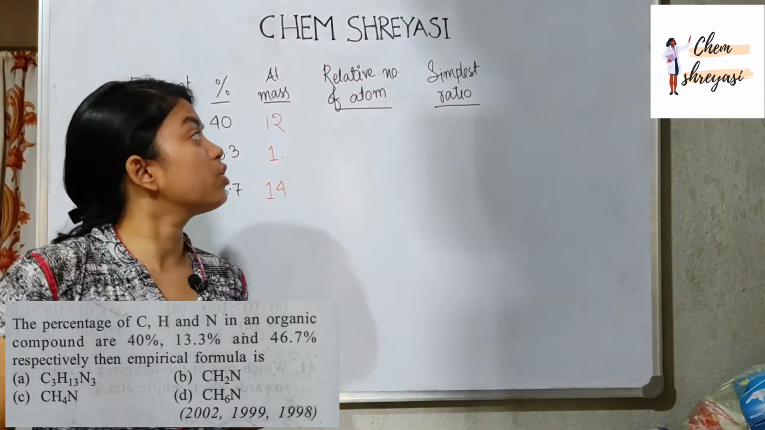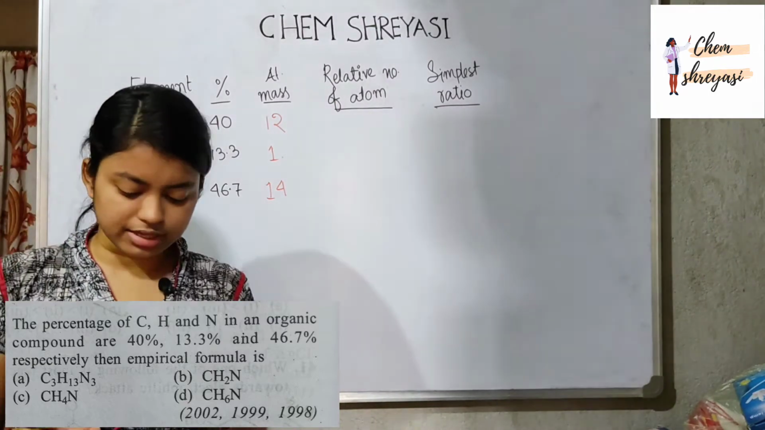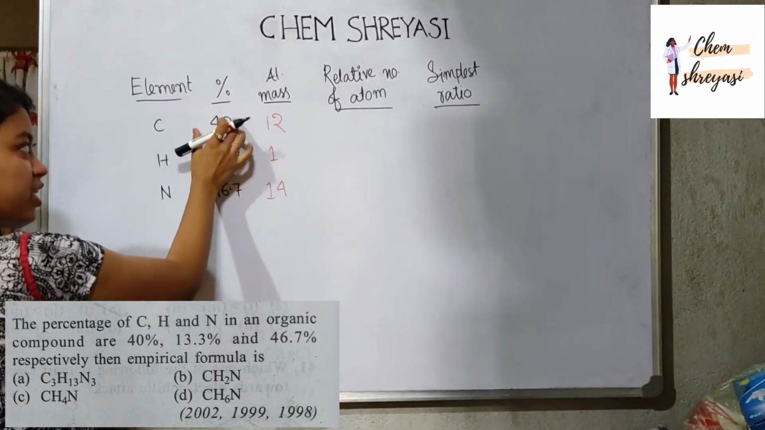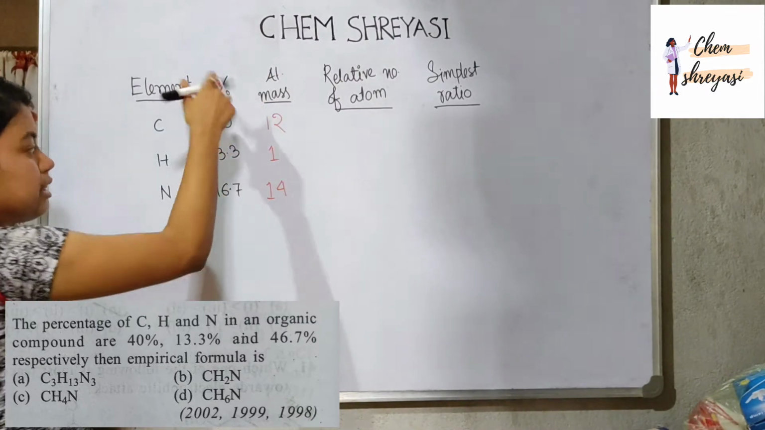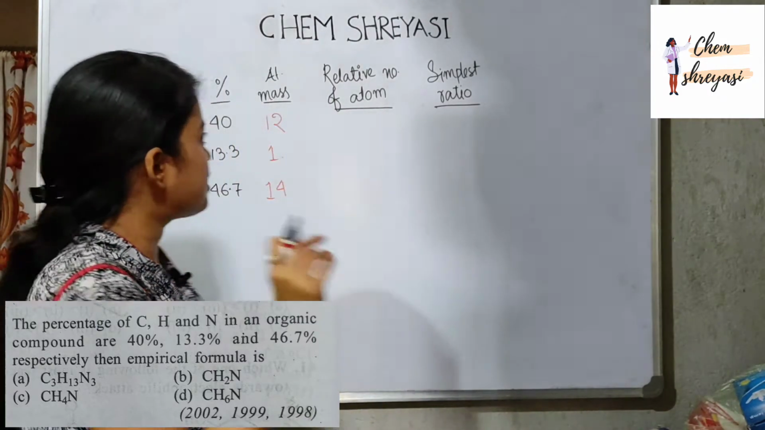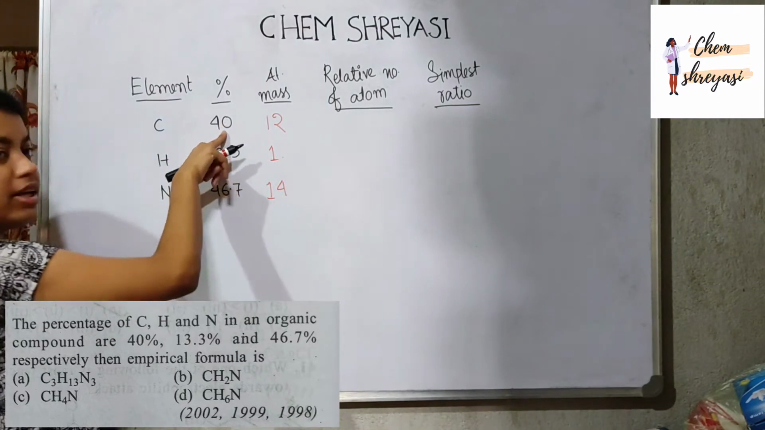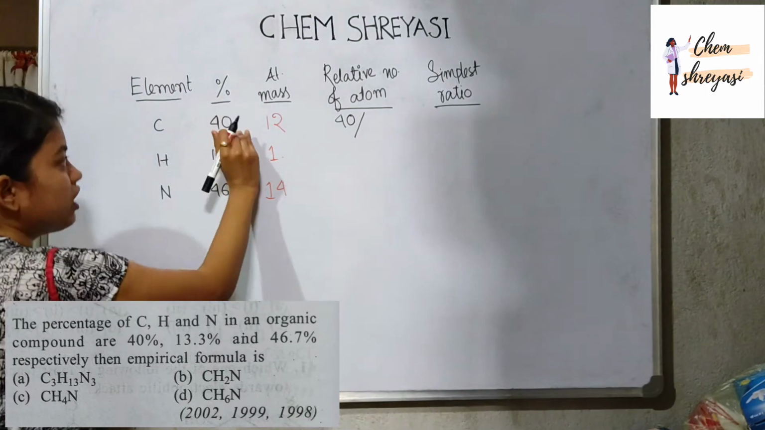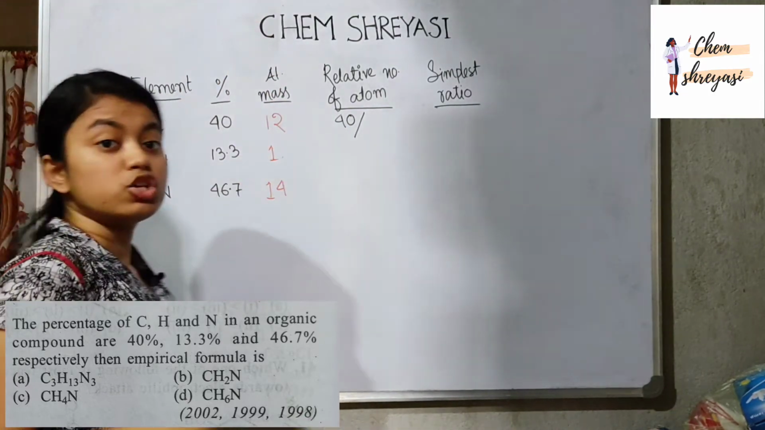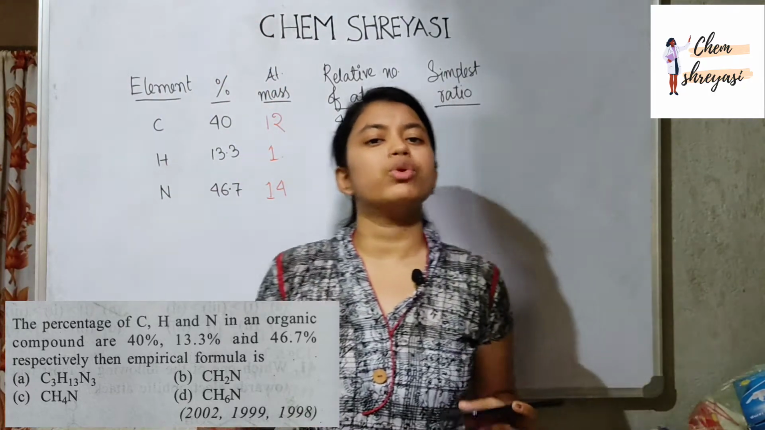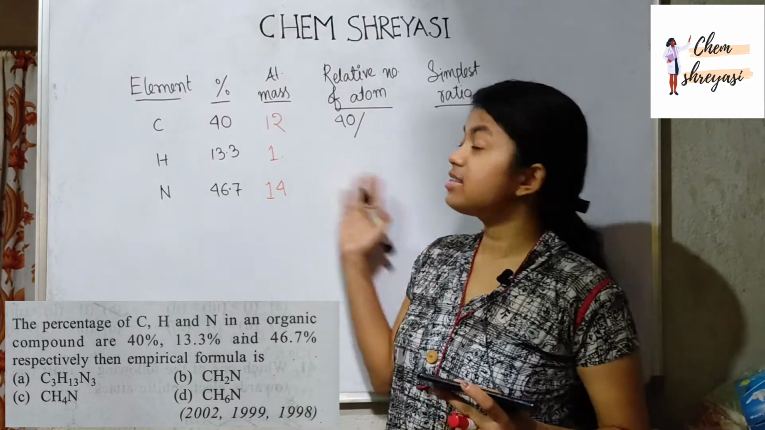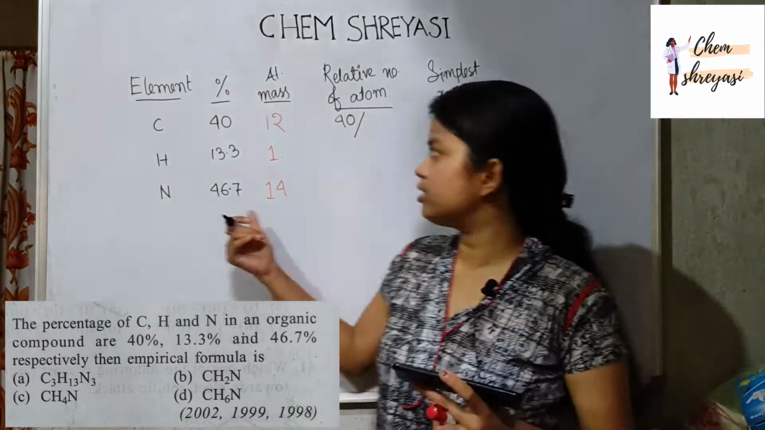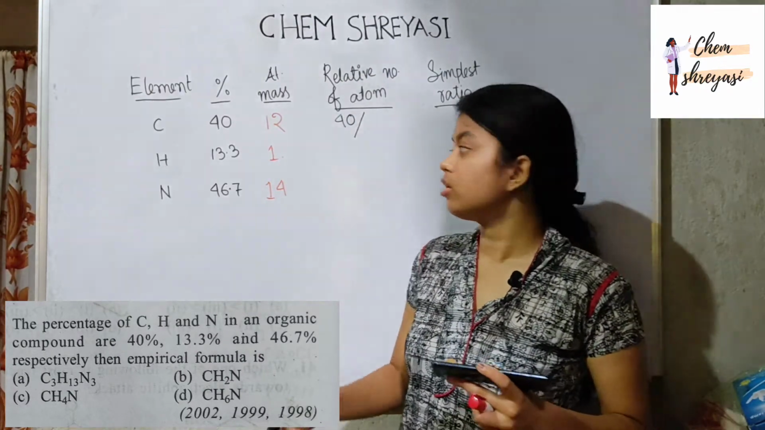After that, they are asking what is the relative number of atoms that exist in this case. So we have to divide the percentage that has been given with our atomic mass in these three cases as well. So first I will start with carbon. Carbon has been given with 40%, so we have to divide 40% with our atomic mass. When empirical formula will be asked, we have to write this table. This will be easy, and once you are good with it, you do not have to write the table, you can easily understand by looking at the question.